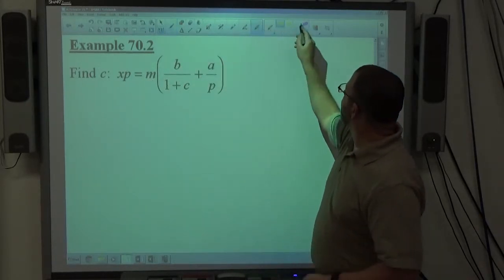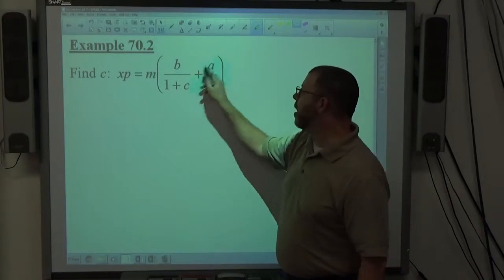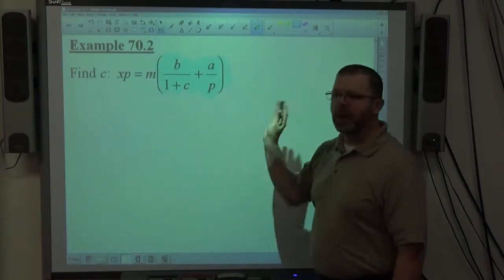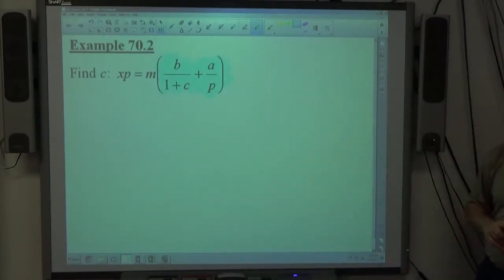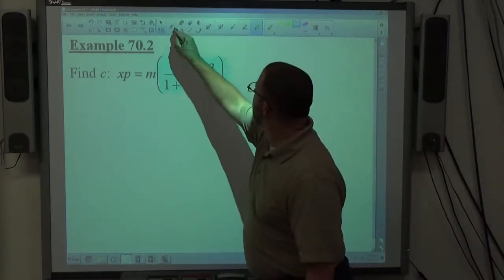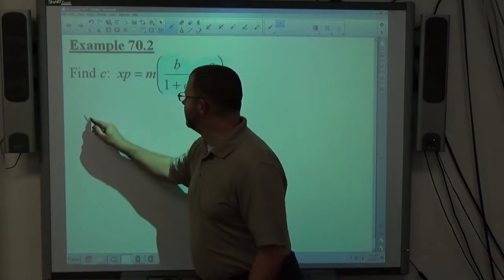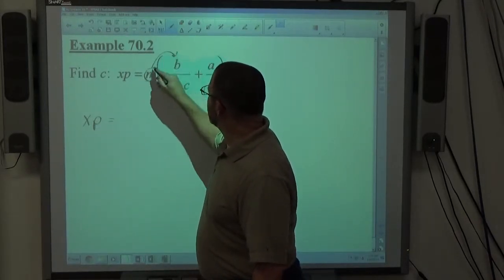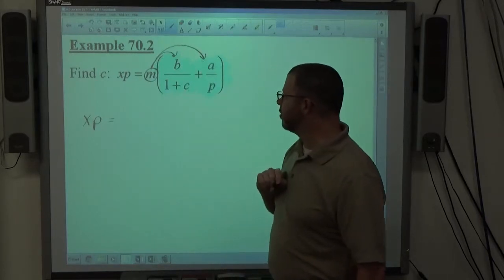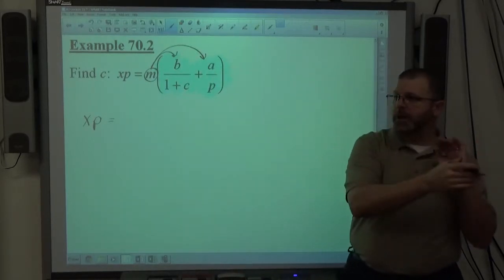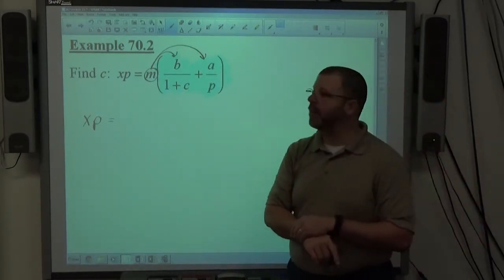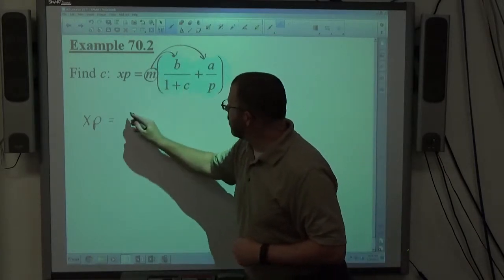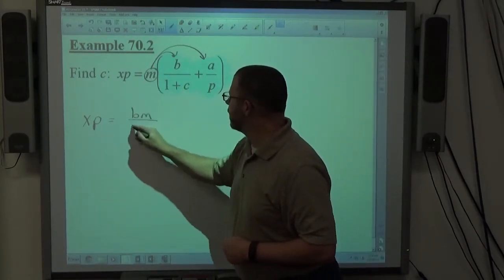So like I said before, the first priority here is that I do not want parentheses in these problems. I don't even care what it says, find C. I don't care about that yet because I need fractions and parentheses to go away first. So xp is going to stay xp. M is a non-fraction being multiplied through here, so M is simply multiplying the numerator, so each numerator is going to become M times bigger. Each denominator is going to be unaffected by this product. B times M on top over 1 plus C.